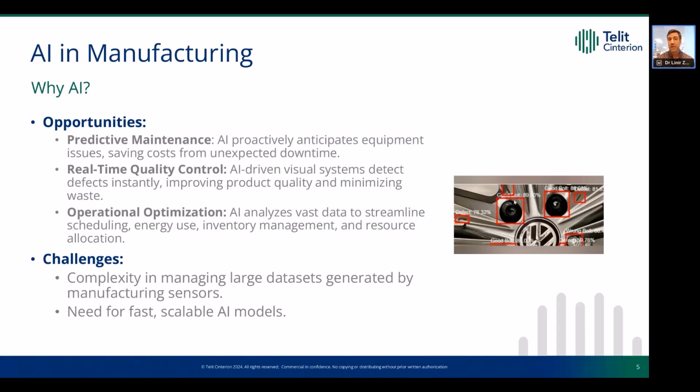We have real-time quality control, which involves a lot of computer vision, having cameras on a factory line that can look at a part and immediately tell if there is an issue, if there's an anomaly on the part, or if the production is not running as expected. So AI-driven visual systems detect defects instantly, improving product quality and minimizing waste.